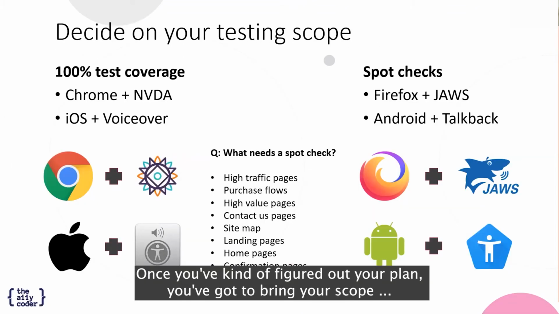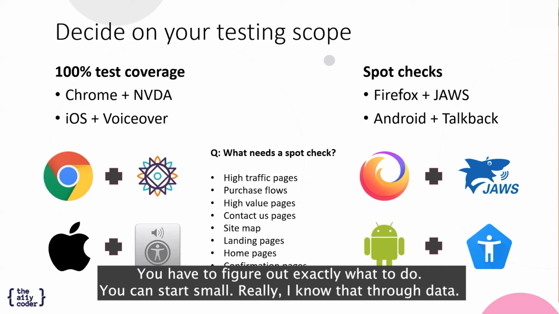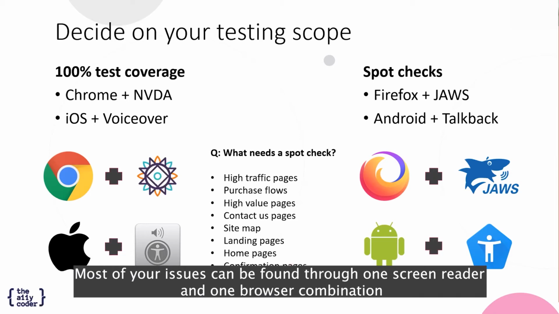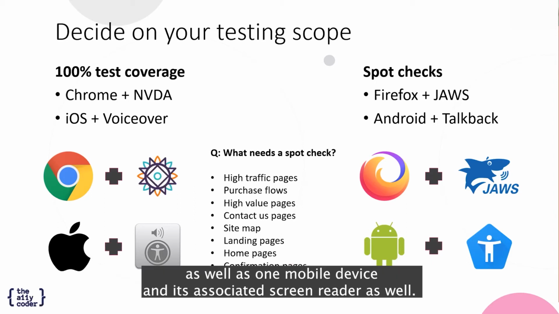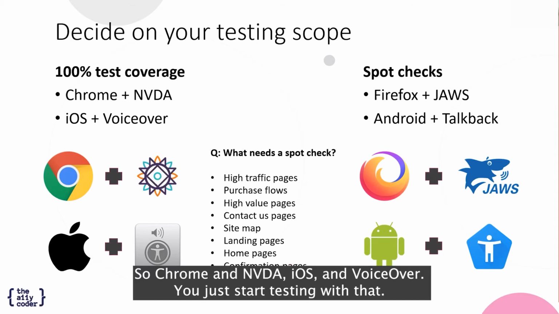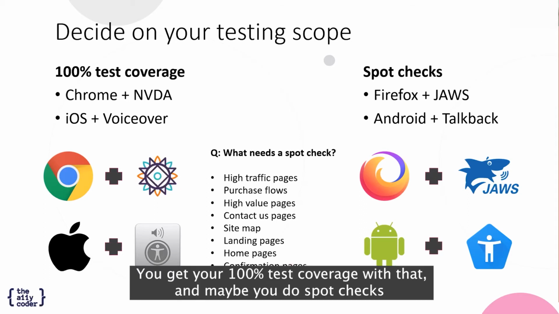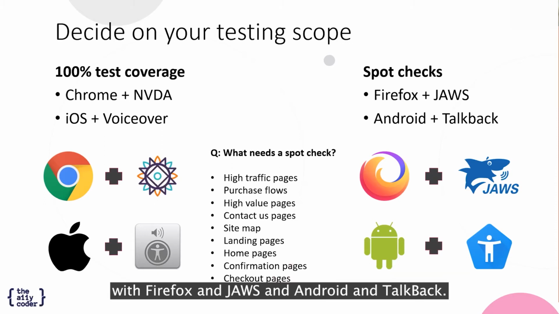Once you've figured out your plan, you've got to define your scope. You have to figure out exactly what to do. You can start small. I know through data that most of your issues can be found through one screen reader and one browser combination, as well as one mobile device and its associated screen reader. So Chrome and NVDA, iOS and VoiceOver, you just start testing with that. You get your 100% test coverage with that. And maybe you do spot checks with Firefox and JAWS, and Android and TalkBack.